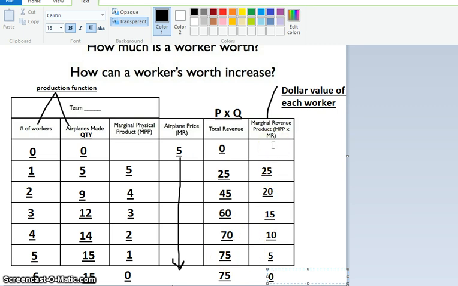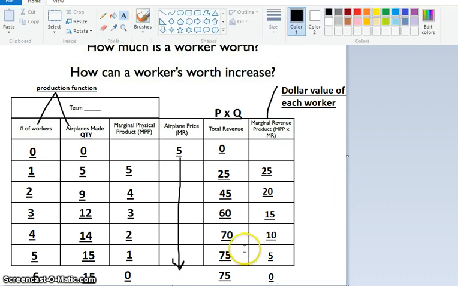Now, we can't decide yet. We figured out how much a worker is worth, for sure. But we can't decide how much or how many of them to hire yet. And we haven't talked about how a worker's worth can increase here. So let's take a second. Let's deal with this one. How could we make them worth more? How could we make this number bigger?